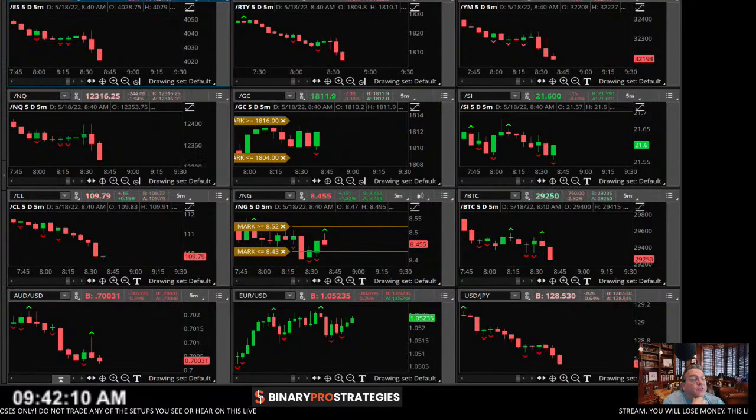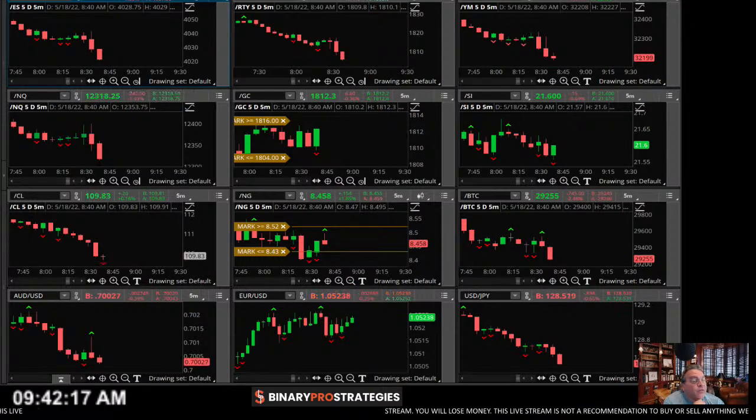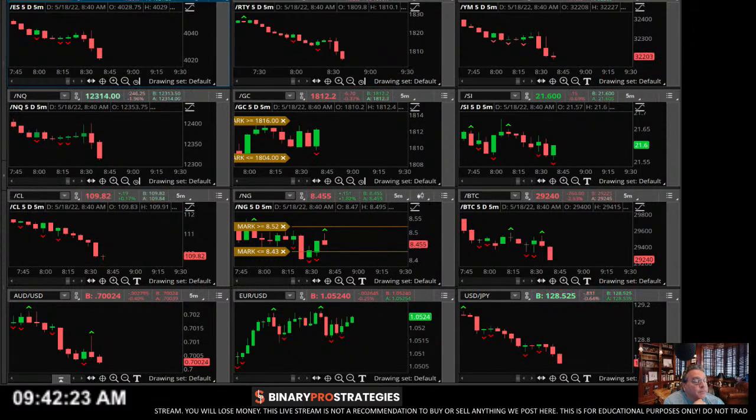So once again, the entry on that natural gas is anything below 849. Right now we're sitting at 845. Reversal is going to be a tight reversal. Nice target of 852.